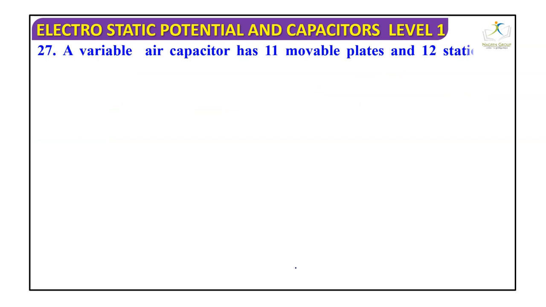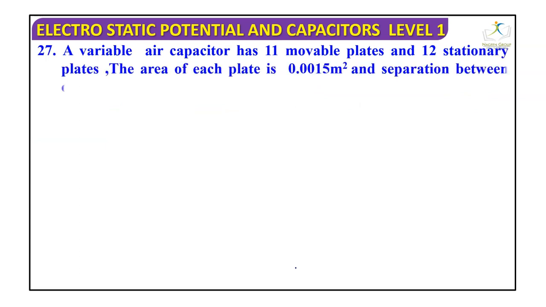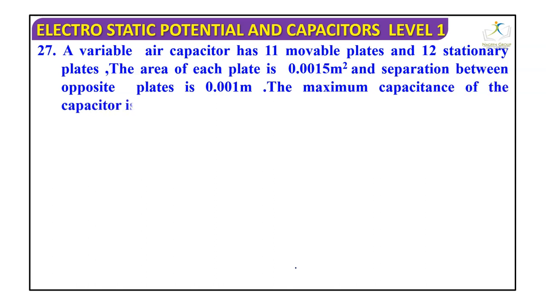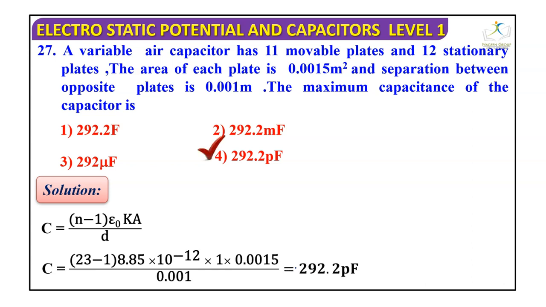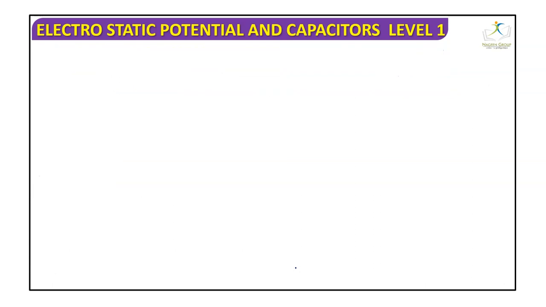Next question we have, a variable air capacitor has 11 movable plates and 12 stationary plates. The area of each plate is 0.00515 meter square and separation between the opposite plates is 0.001 meter. The maximum capacitance of the capacitor is, we have these options. Let's move to the solution part. So we have C is equal to (n minus 1) epsilon naught K A divided by D. We just put this value over there and get the result, which is option 4, 292.2 picofarad.